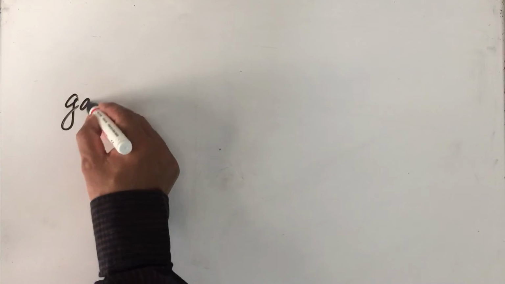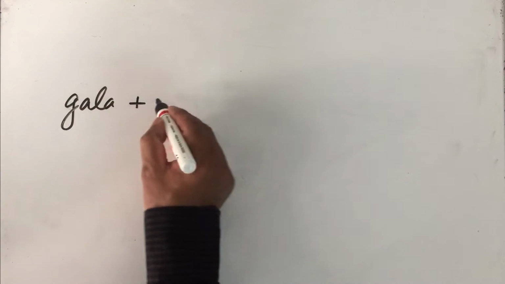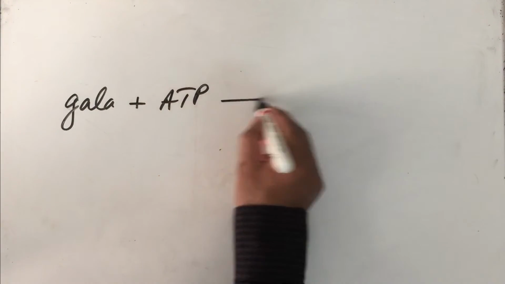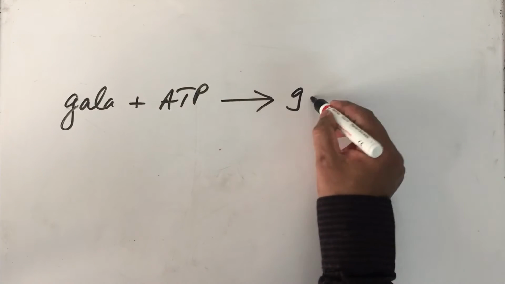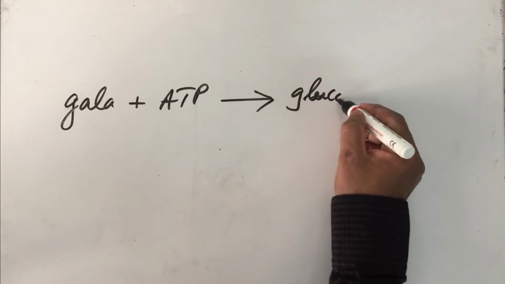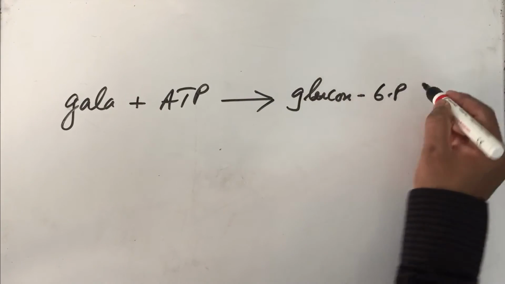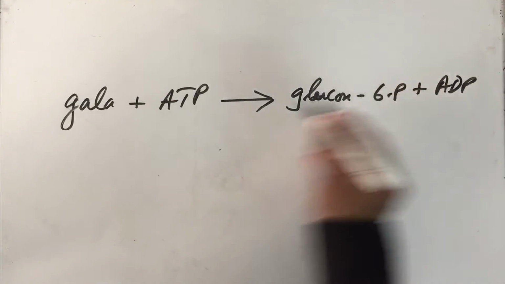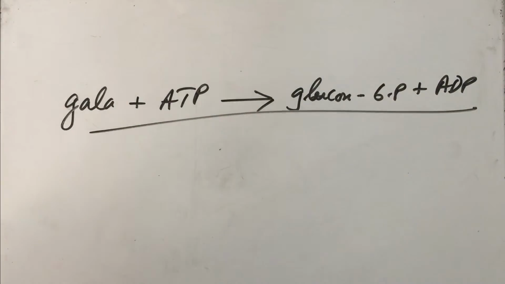Now let us look at the overall equation for galactose metabolism, the feeder pathway for galactose. We have seen galactose plus ATP results in glucose 6-phosphate and ADP. This is the overall balanced stoichiometry for galactose metabolism.